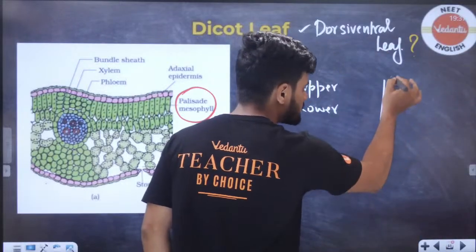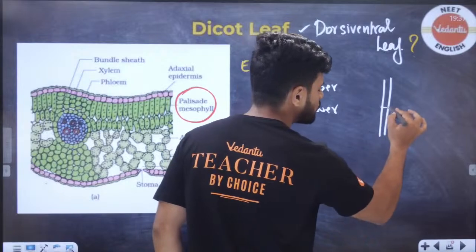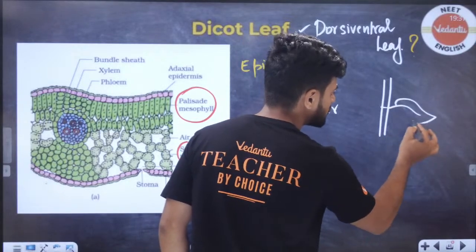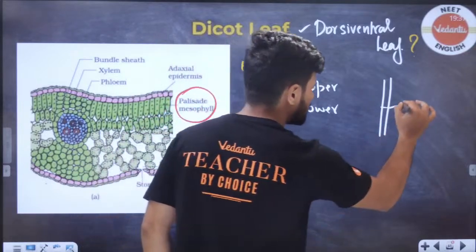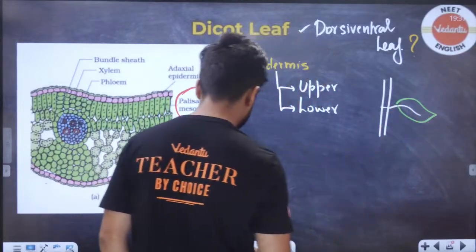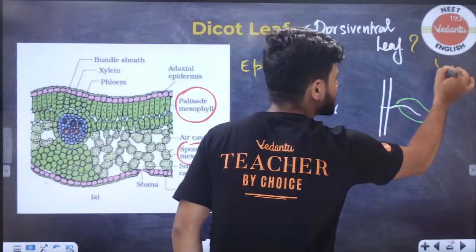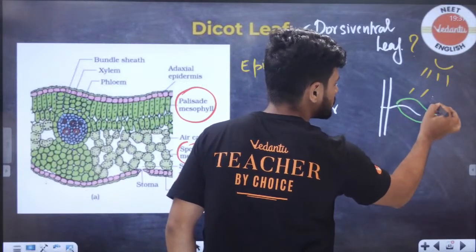See this. This is the stem, nodal region. In the nodal region, we have a leaf here. Let's say we have a leaf here. Now from here, the sunlight is coming. Sunlight is falling on the leaf.